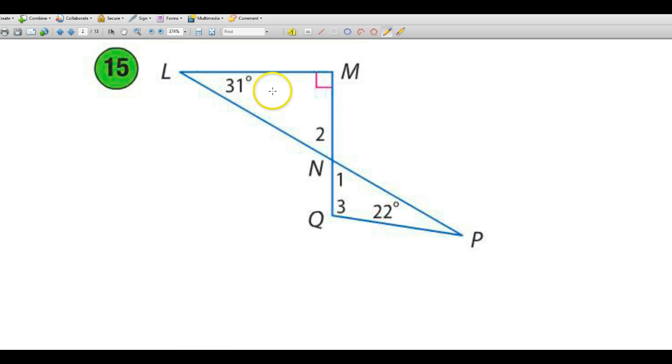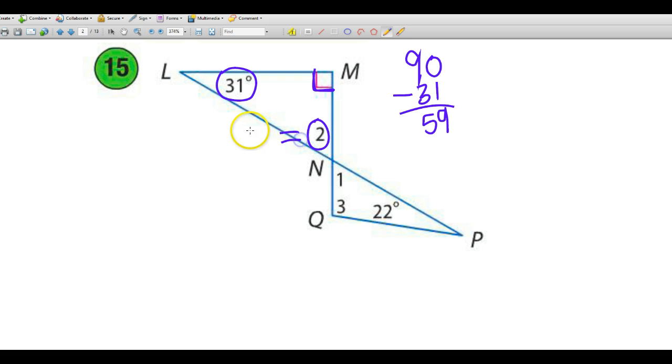So in number 15, we can find the measure of angle 2 by subtracting 31 from 90. Since we have a right triangle, by the corollary to the triangle sum theorem, the acute angles must be complementary. So 90 minus 31 leaves us with 59 degrees. So the measure of angle 2 is 59.